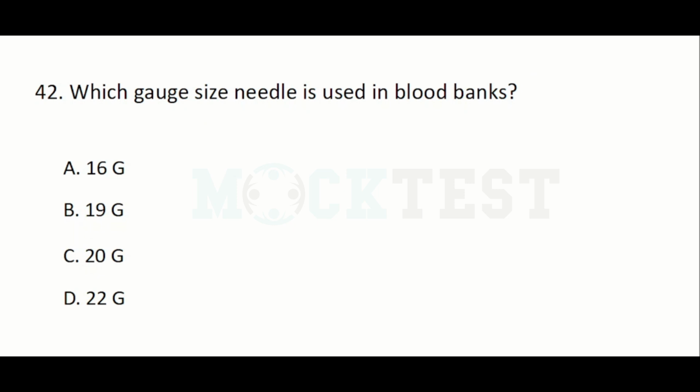Which gauge size needle is used in blood banks? Option A, 16G. Option B, 19G. Option C, 20G. Option D, 22G. Answer, 16G.